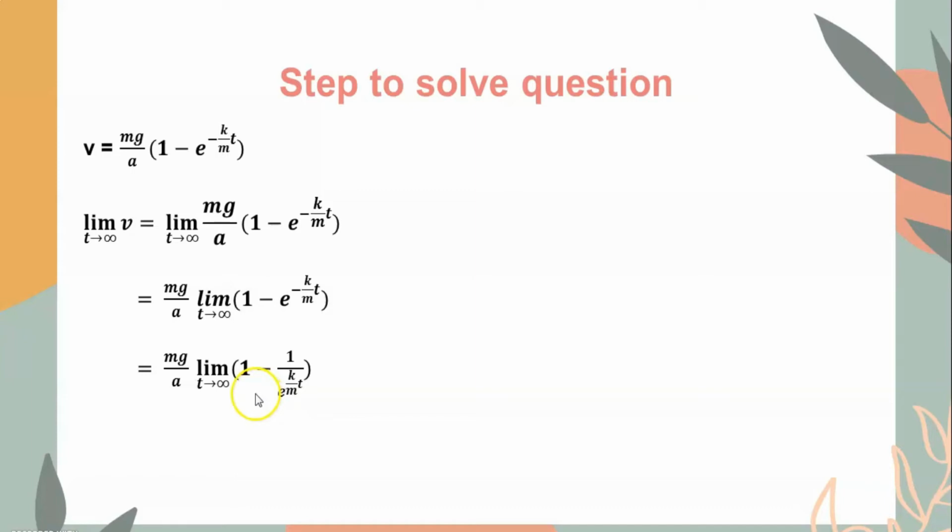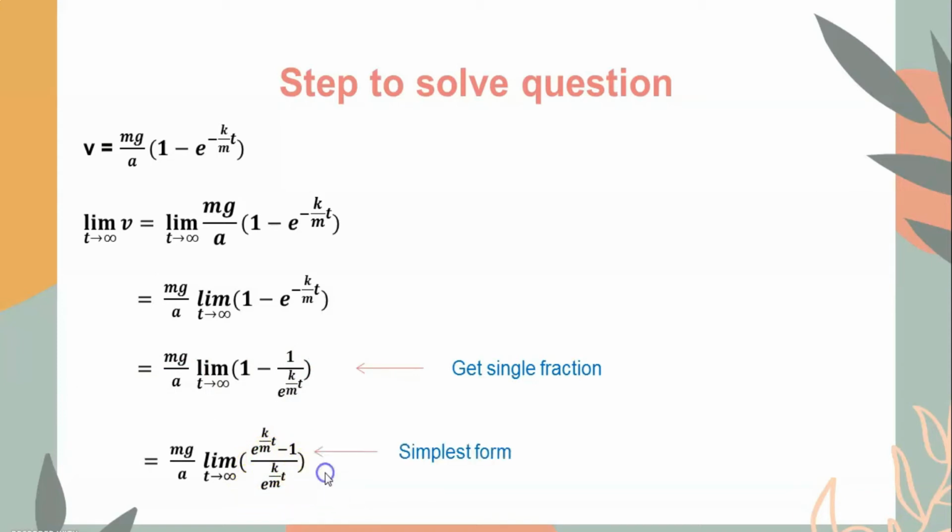As we see, this is an indeterminate form. To solve this equation, we have to get a single fraction by making the denominators the same. Here we have the same denominator, and here is the simplest form of the fraction.